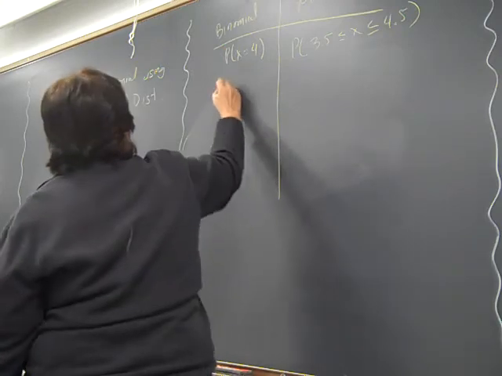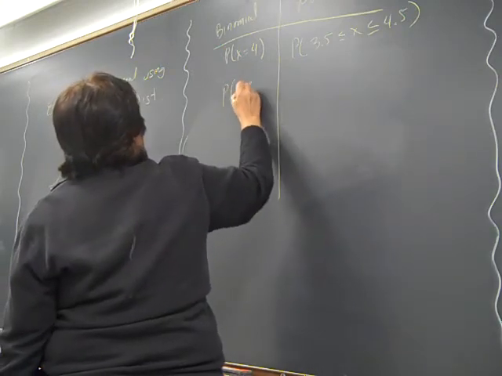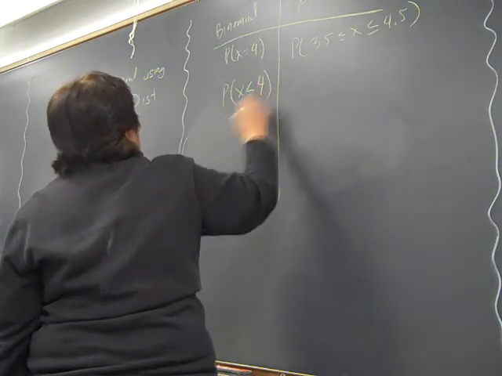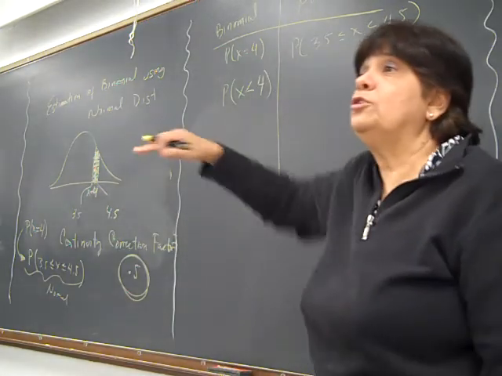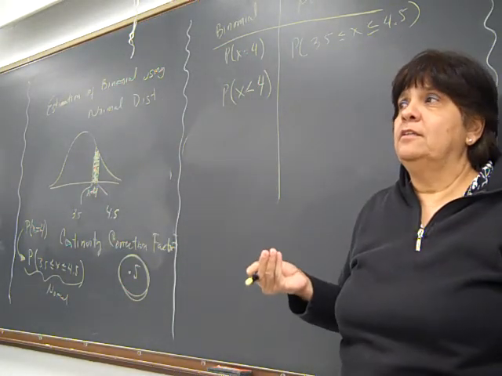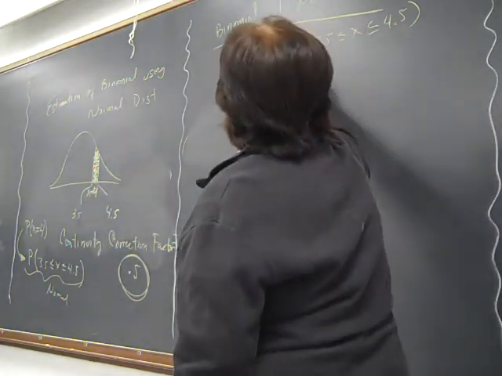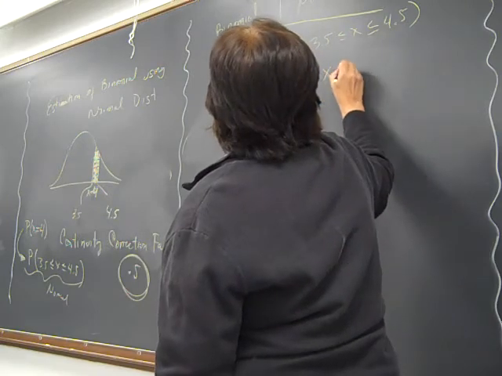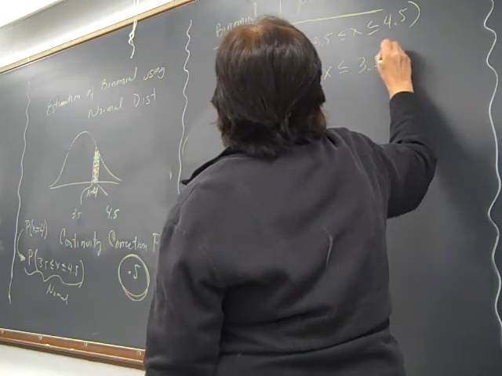What if in the binomial I want to know the probability that x is less than 4? Less than 4, so the 4 is not included. So for the normal distribution, I have to use the probability that x is less than or equal to 3.5.